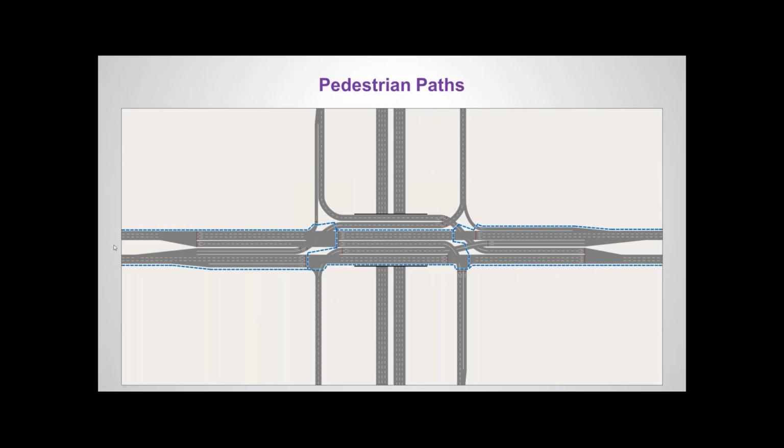And here are the pedestrian paths that pedestrians would have to take to get through this displaced DDI. There are crossings and provisions provided for pedestrians who want to cross from one side of the arterial to the other side.